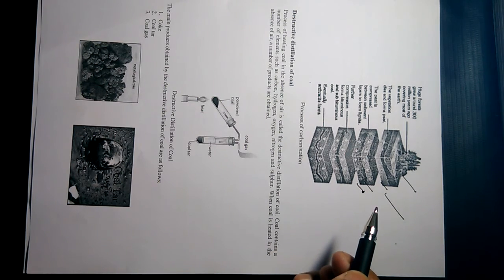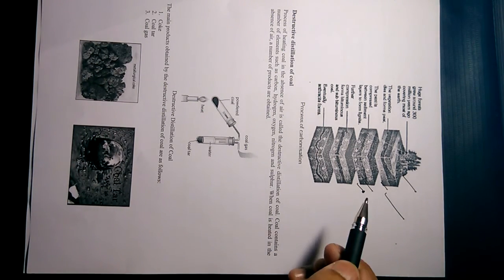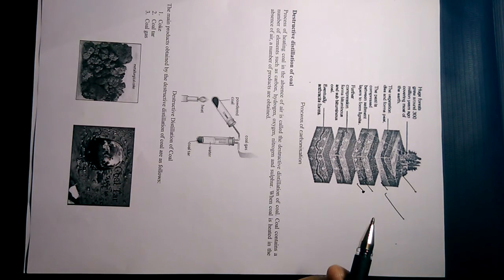Clear? Now the point is, what are the uses of coal? Coal is used in cooking food, in rail steam engines, as fuel in industries, and in processing of coke, coal tar, and coal gas.